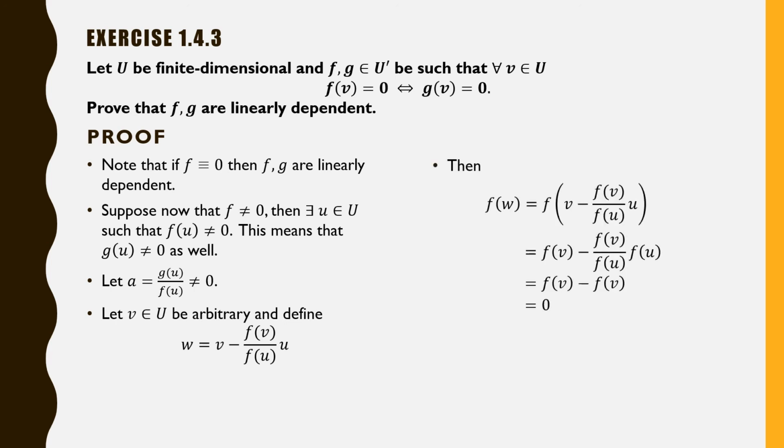Now let's compute F of w. Note that for F of w, we can use the fact that F is linear and plug in what w means to get the following equation. So we distribute F linearly and we get this equation here. The F of u's cancel and I get F of v minus F of v, which is in fact 0. So w is annihilated by F, but by the hypothesis that means G must also annihilate it, so we have G of w has to be equal to 0 as well.